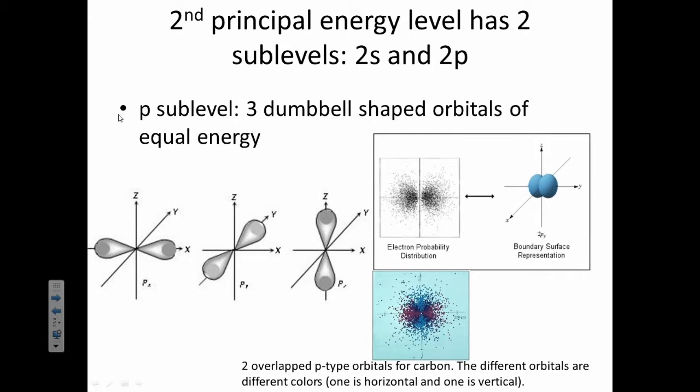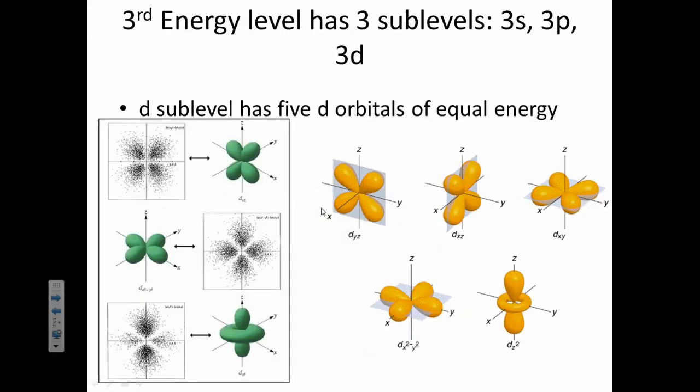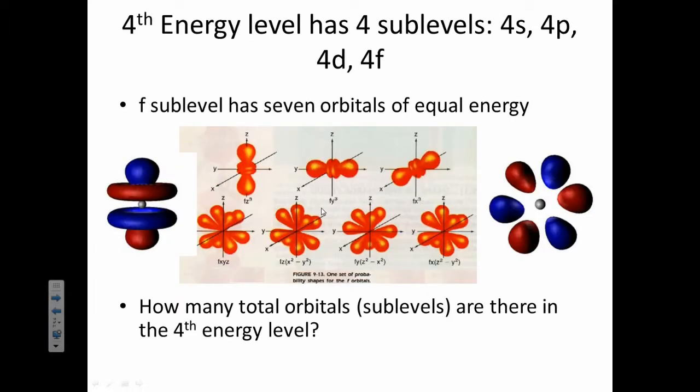The P sublevel has a dumbbell shape. You can see how the probability cloud looks different. A dumbbell also kind of has the shape of a peanut. Then it gets a little crazier from there with D sublevels and F sublevels. So there's a lot of different orientations of how those electron clouds can be distributed.